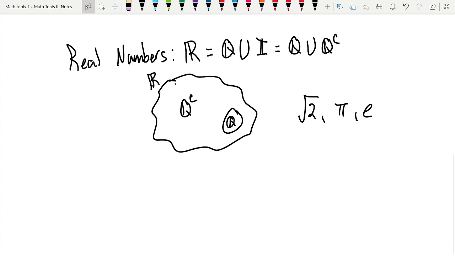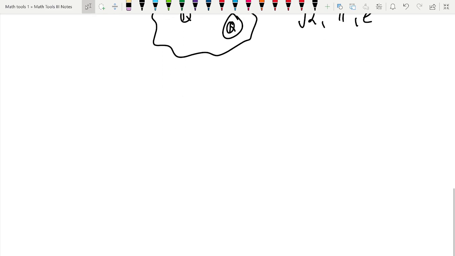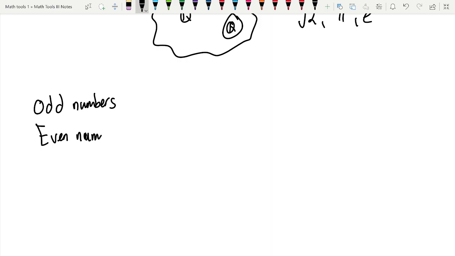Now I want to get into a little bit of some common ways that we can write different types of numbers, for example the odd numbers and the even numbers. Of course, these refer exclusively to the natural numbers. We don't talk about odd or even for any other number set. So this is a natural number.